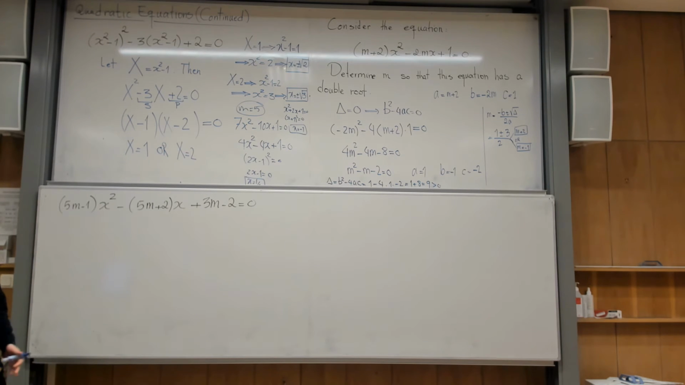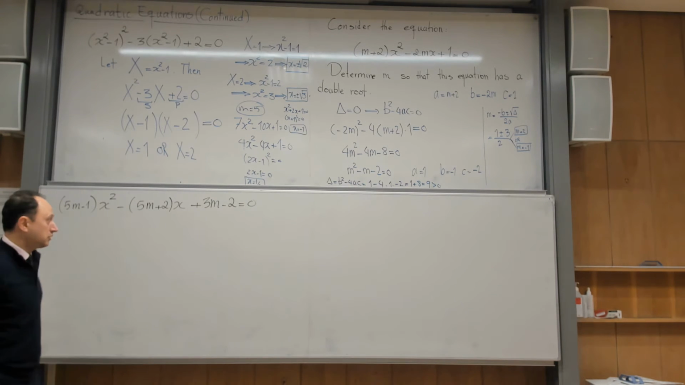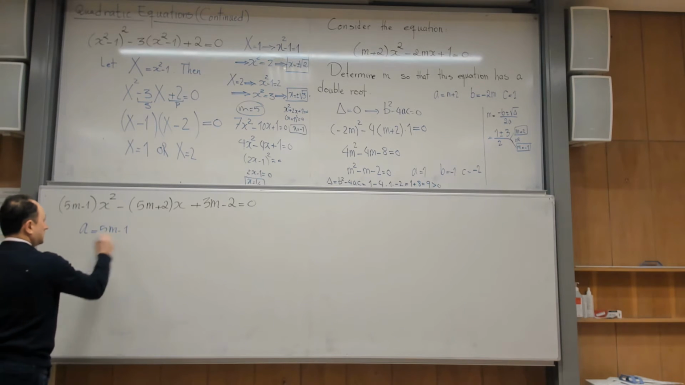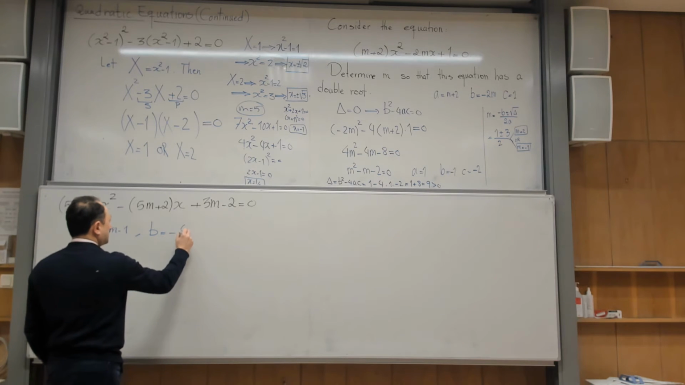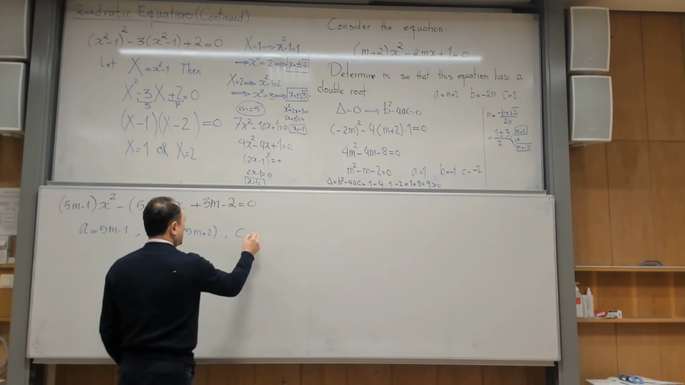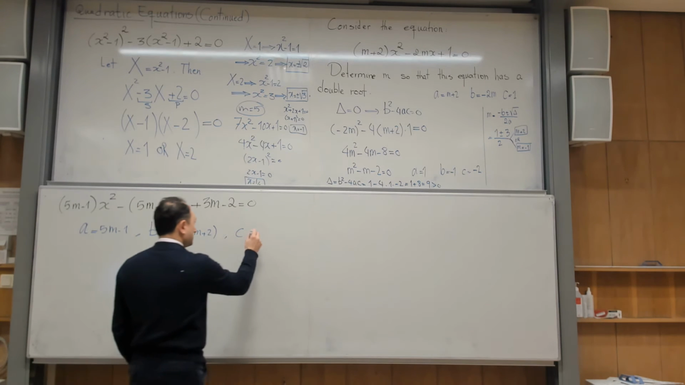No? Okay, so usually, if you want to solve this problem, it means that you need to force the delta of this equation to be 0. That's the meaning, okay? So then you need to understand what is m, what's playing the role of a in this problem? This coefficient. So 5m minus 1. What is playing the role of b? Minus 5m plus 2. What is playing the role of c? Can you tell me what is c in this problem? 3m minus 2. The whole expression, yes, 3m minus 2.